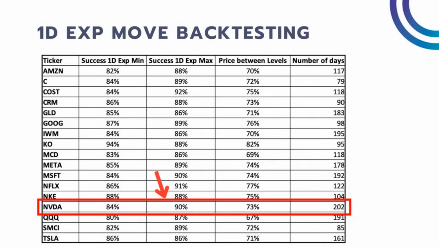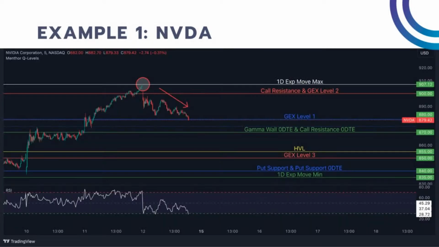So here we show you some backtesting results that we're going to go into the website as well. So you see that the one-day max is respected on 90% of the cases, in this case of Nvidia, over 202 days. So you only have a 10% chance, based on historical data, of course, that the price will be able to breach that level. So as a result, you see the move there. The price reacts, drops down, and comes down towards that level. So another good example on how you can use those data points to plan your trading and your trading setup.